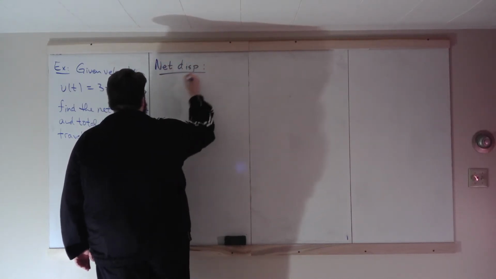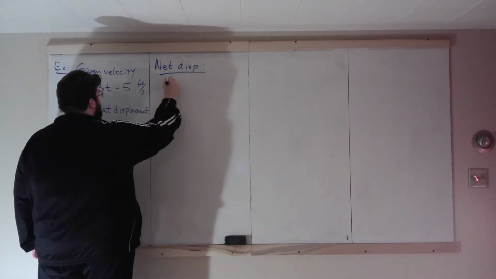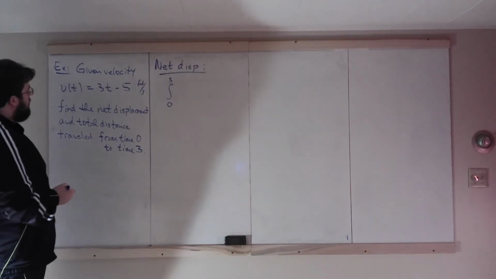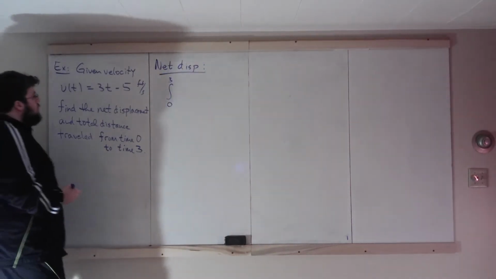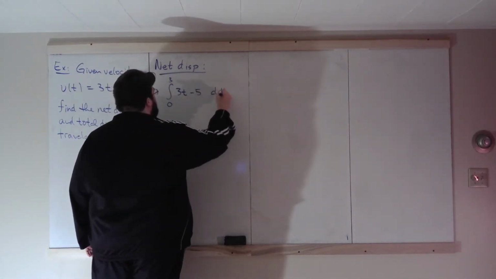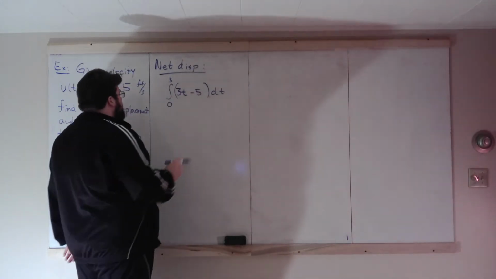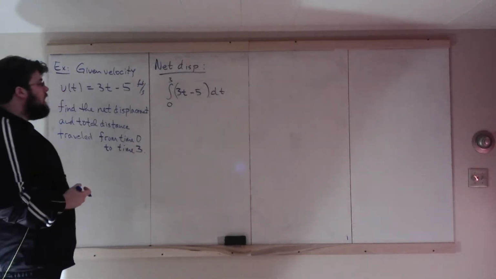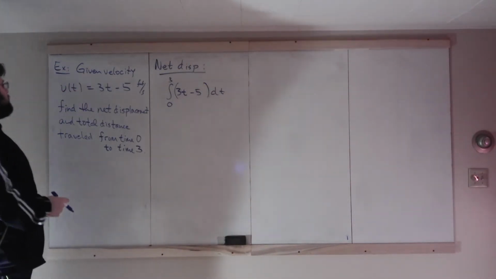Net displacement is the integral from time 0 to time 3. Again, we'll define it to be at position 0 at time 0. Net displacement is the integral from 0 to 3 of our velocity function, 3t minus 5, with respect to time. When writing an integral, I always like to write this in parentheses times dt, because technically it is being multiplied by that. In a sense, it's being multiplied by that, I should say.